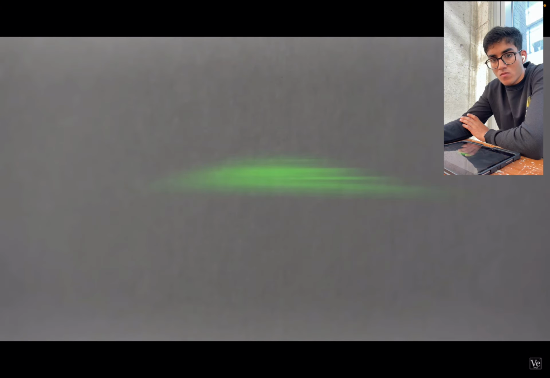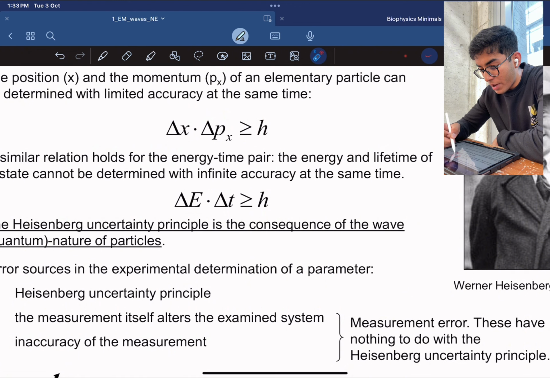Okay, a few questions I know you probably already have is why we don't use h divided by 4 pi. I don't know, honestly. These are not even included in the minimals, so I don't know why they're using only h over here.